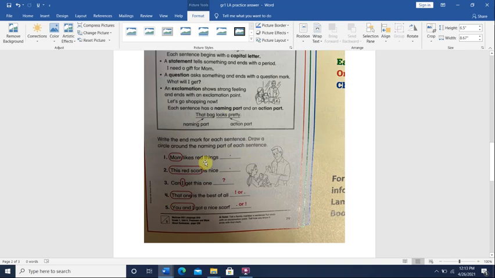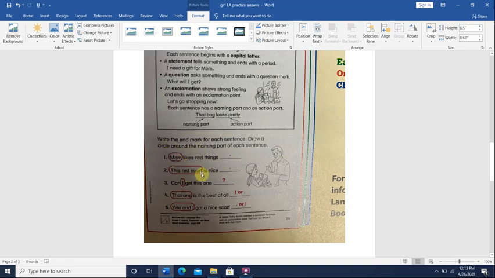Mom likes red things. Here you see there's a period. Okay, why? Because this is just a statement. It's telling you that Mom likes red things. Okay, so who is the sentence about? What is the subject? The sentence is about Mom. So we will go and circle Mom, as you see here.